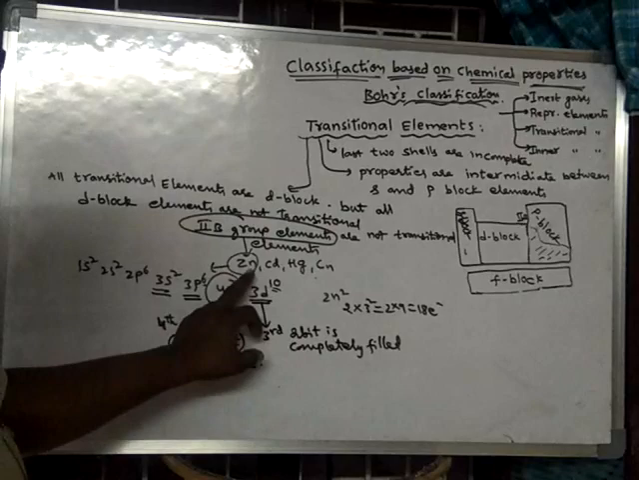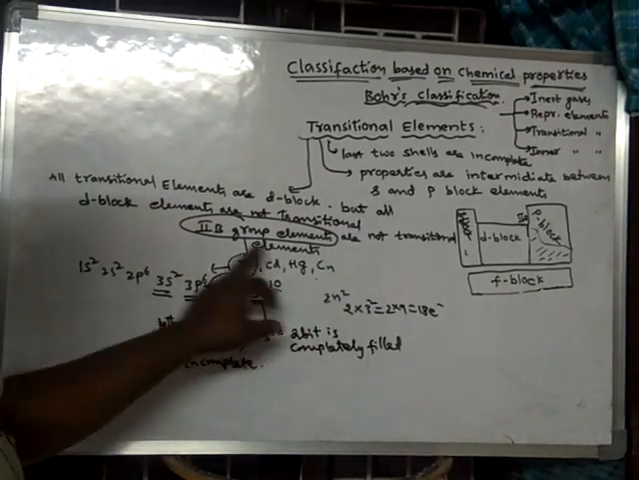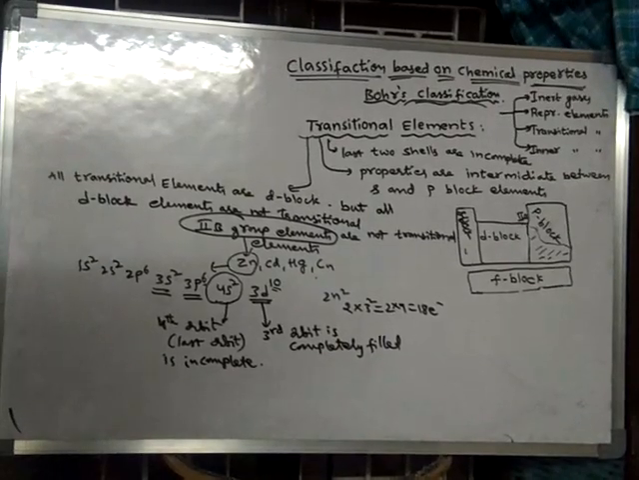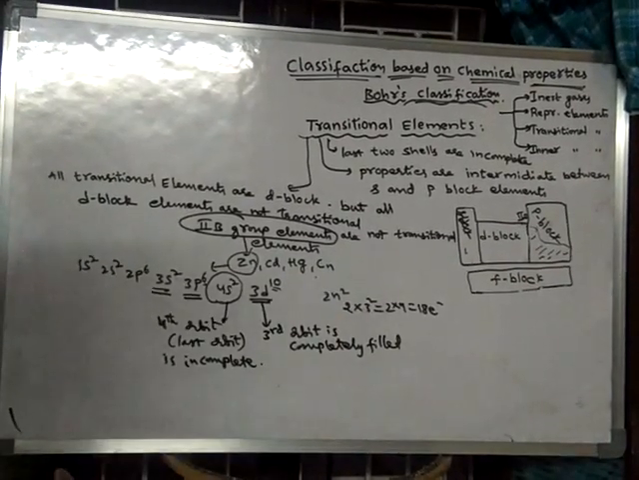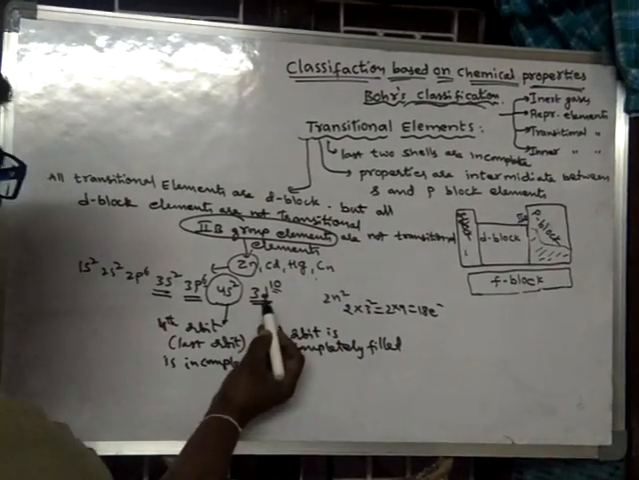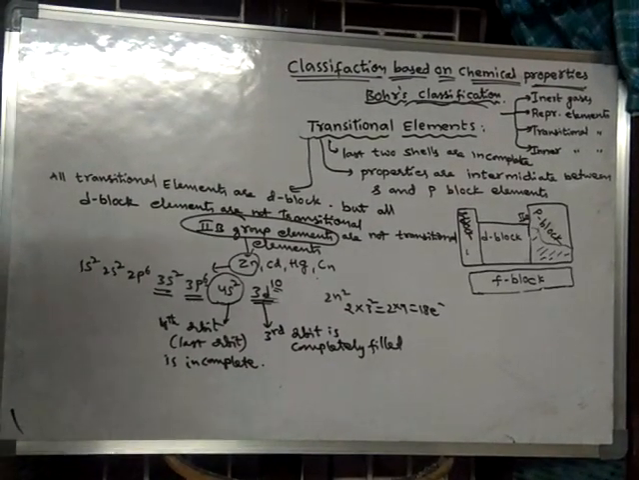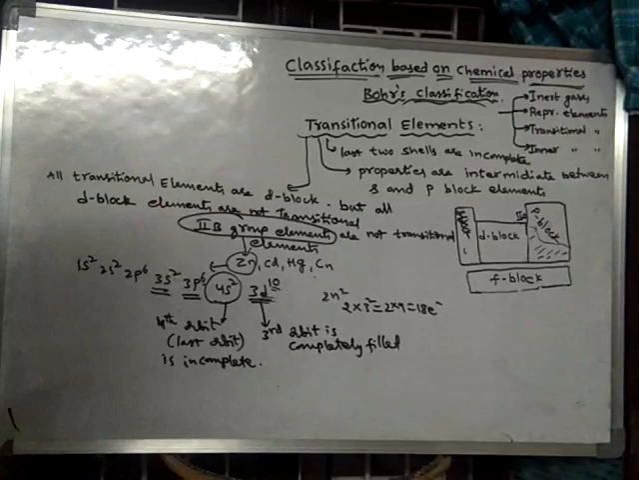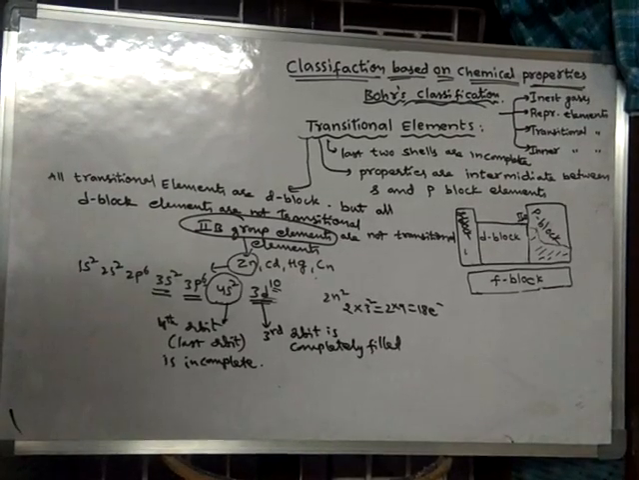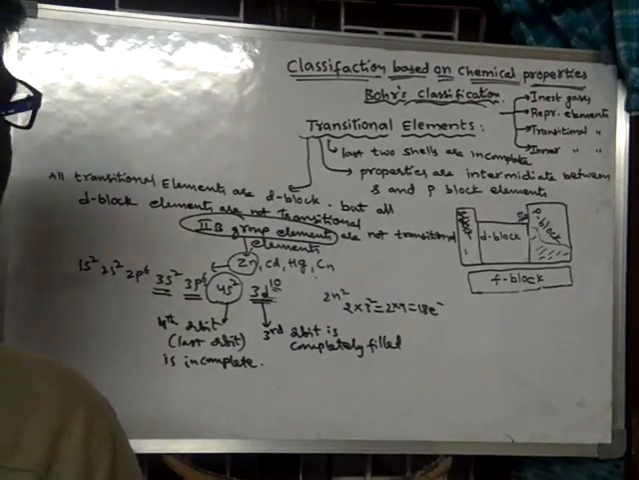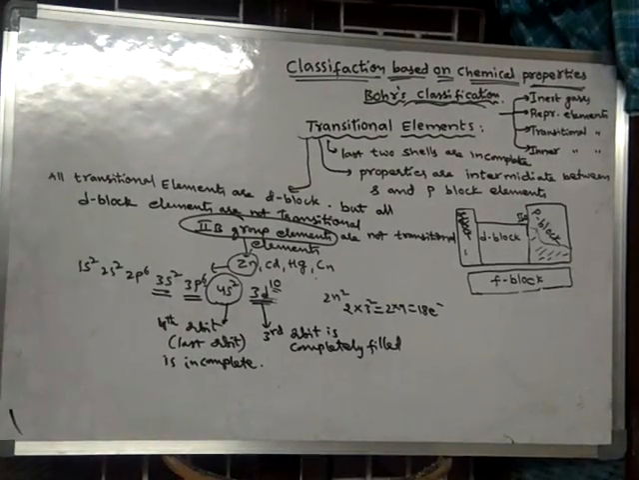Not only zinc, cadmium, mercury and copernicium, all second B group elements are not treated as transitional elements. They are D block elements because the last electron is present in the D subshell. Hence these elements are D block elements but not transitional elements. So in this way all transitional elements are D block.